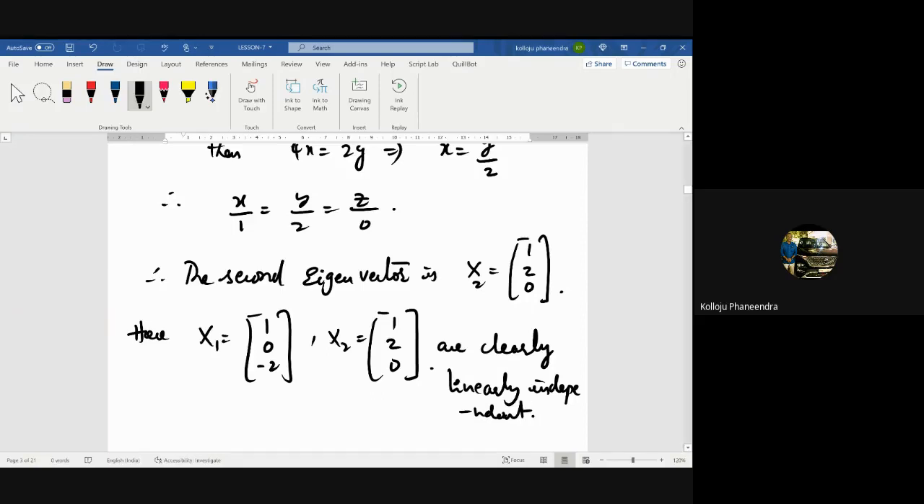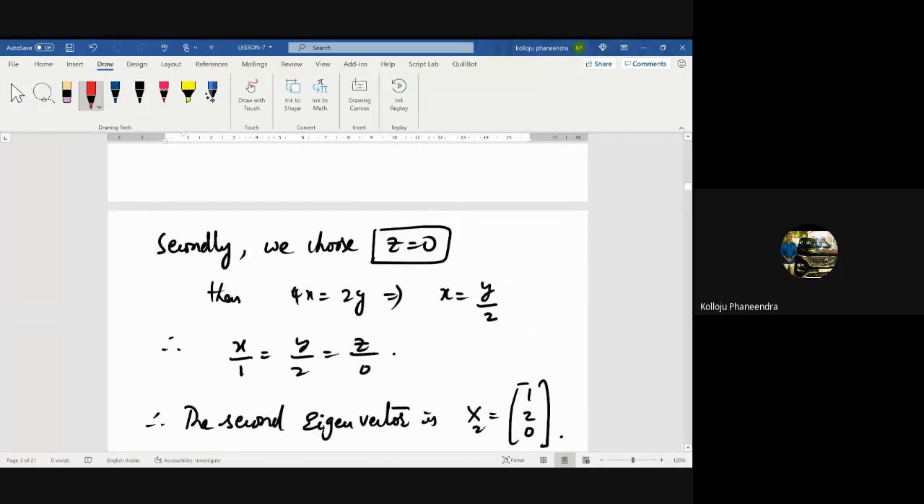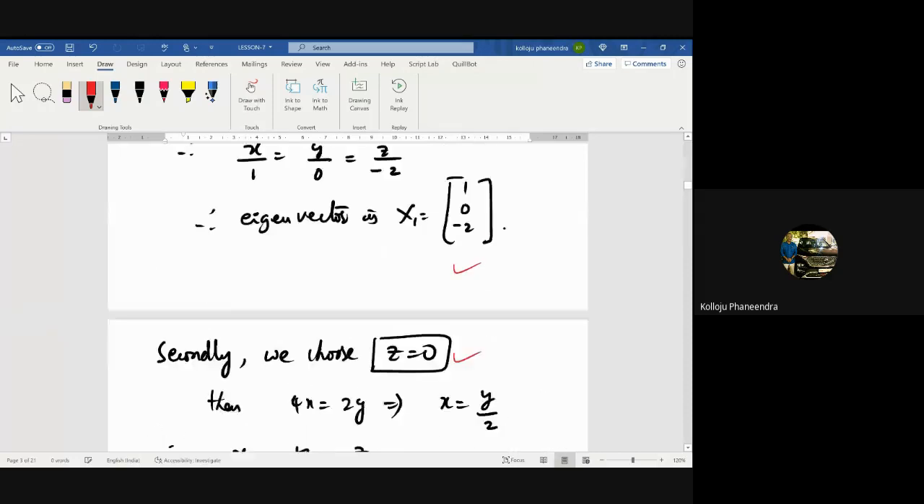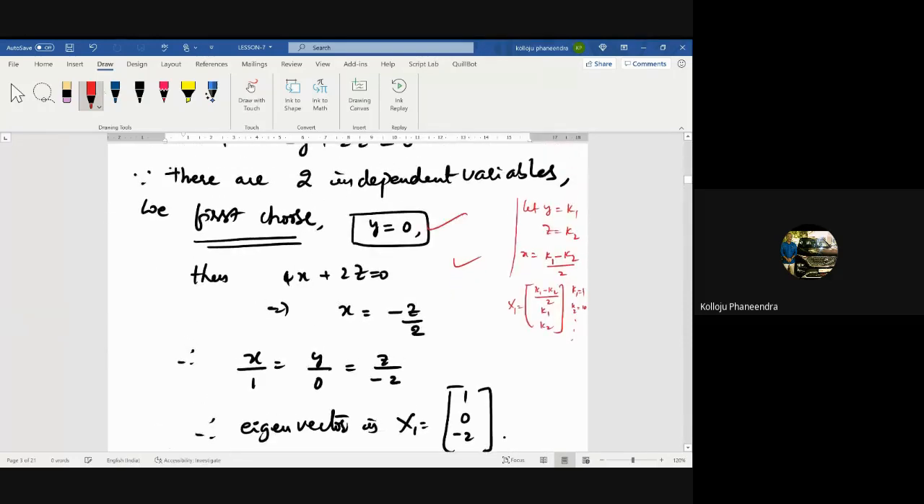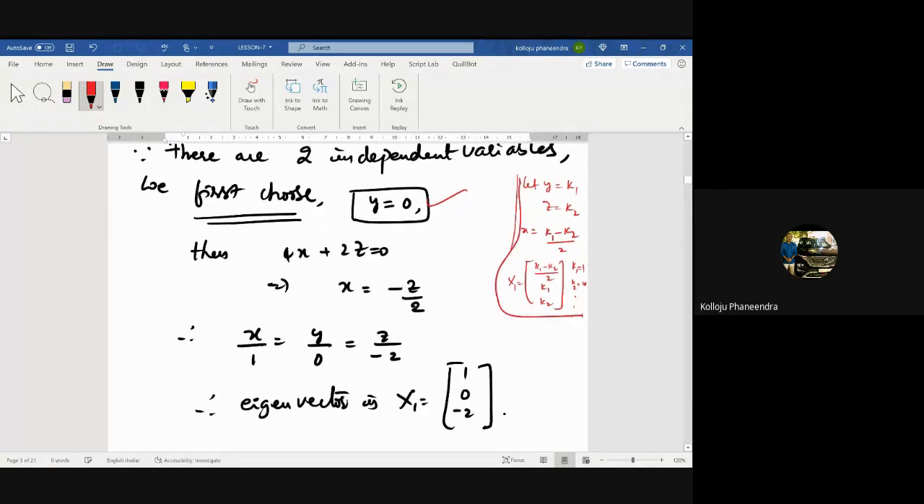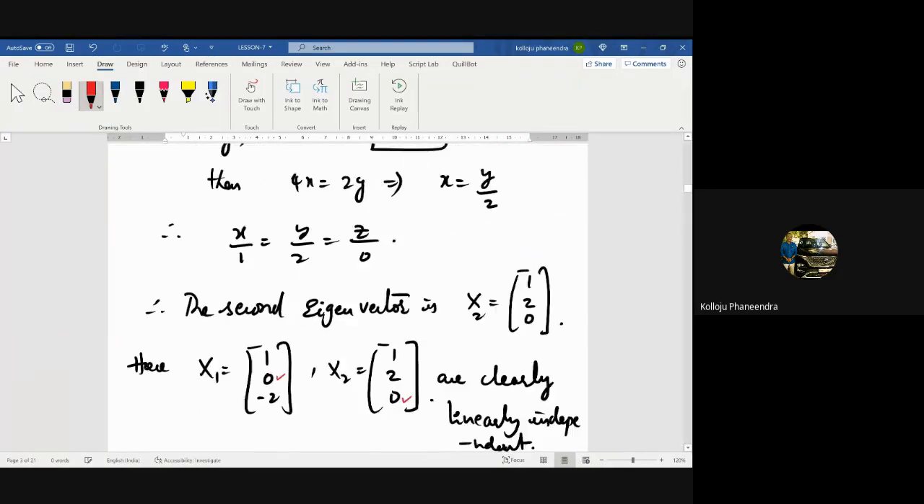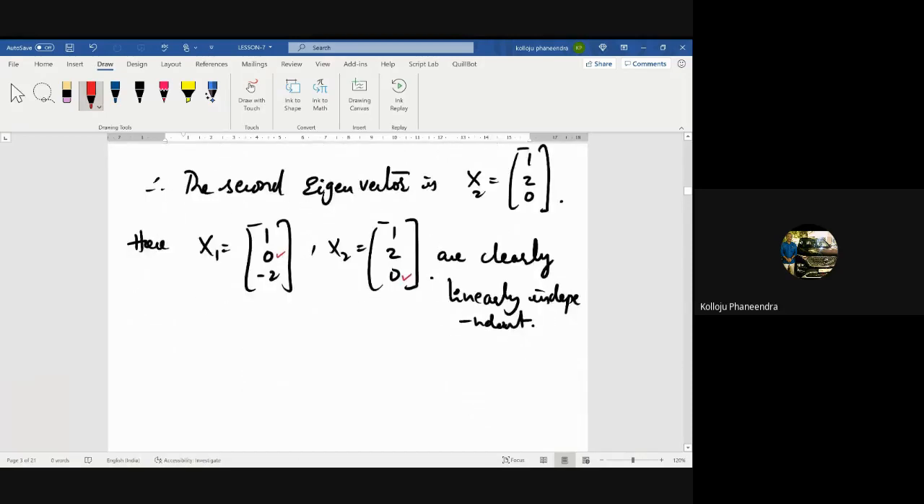So why am I choosing 0? In the second position here there is a 0, but in the third position there is a 0 in the other, so obviously these are independent vectors. That is the logic of choosing z equal to 0 and y equal to 0. Why 0, sir? I can choose anyone, the choice is yours. For k1 and k2 you can give any values to get a particular eigenvector. This is the process to get linearly independent eigenvectors.